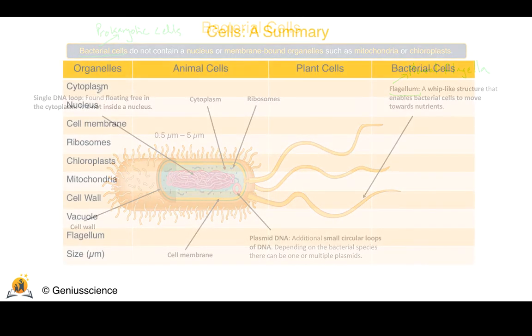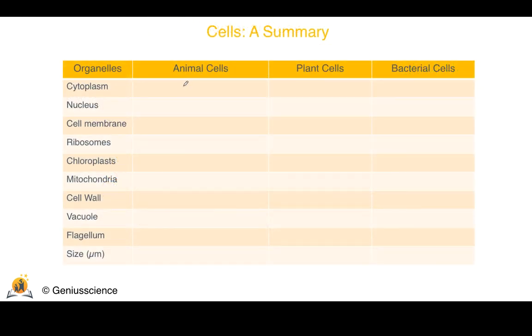I will now wrap up this video with a nice little bow on top by completing this table for you that will show which cell type has which organelles. A tick will state that the organelle is present, a cross if it is not present. Okay, so let's start with the first organelle, the cytoplasm. Present in animal cells, present in plant cells, and present in bacterial cells.